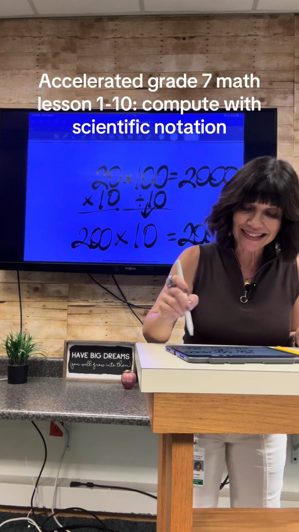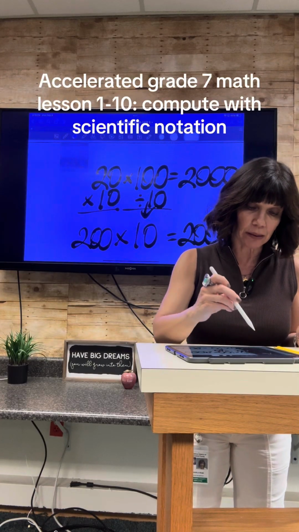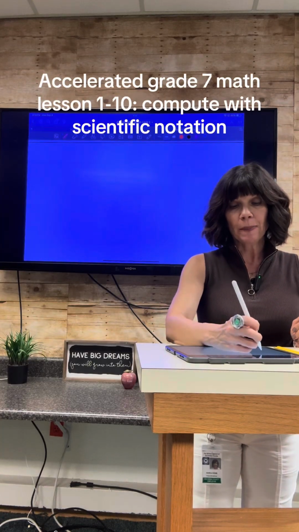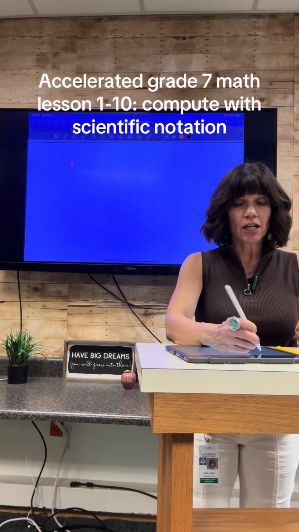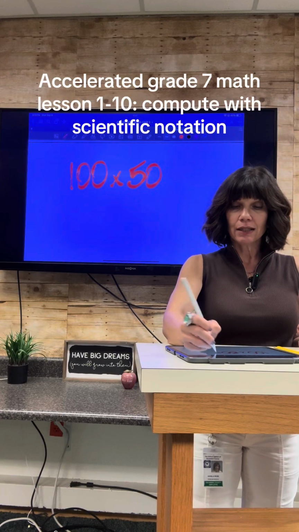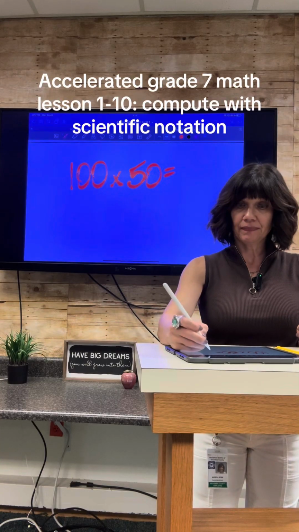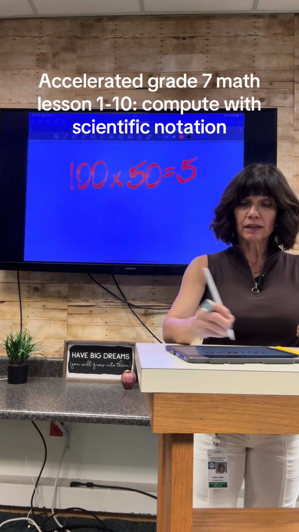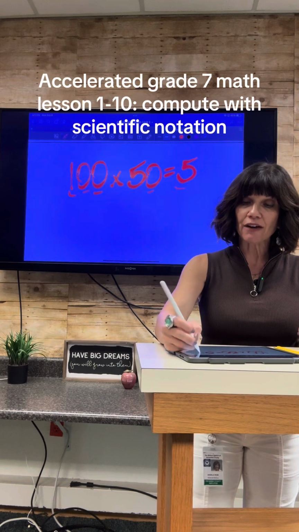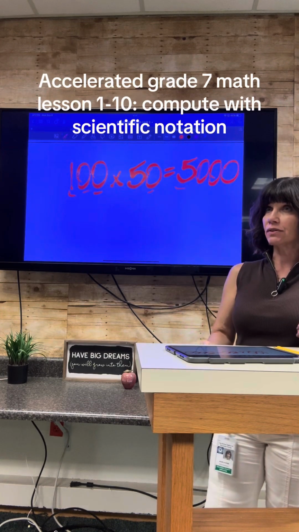What if instead I were doing, let me clear that whole page. What if instead I were doing, oh, I don't know, let's say that I did 100 times 50. What would that equal? It would equal 5,000. Copy the 1 times 5, copy the 3 powers of 10, so 5,000. Do you see how that would be 5,000?